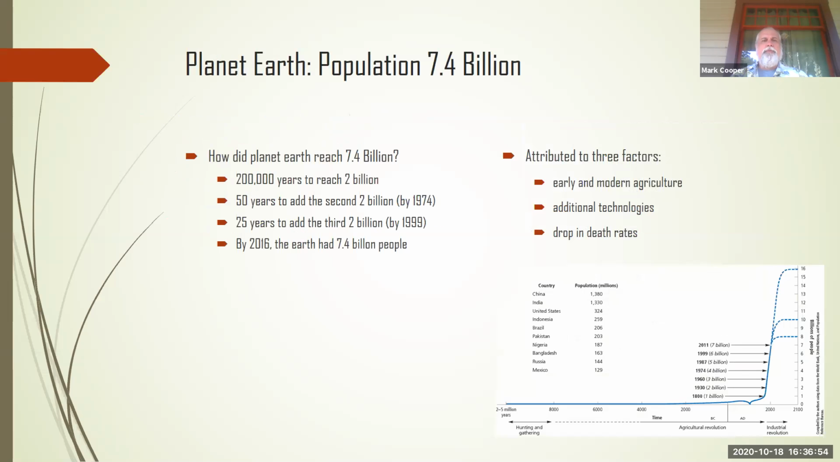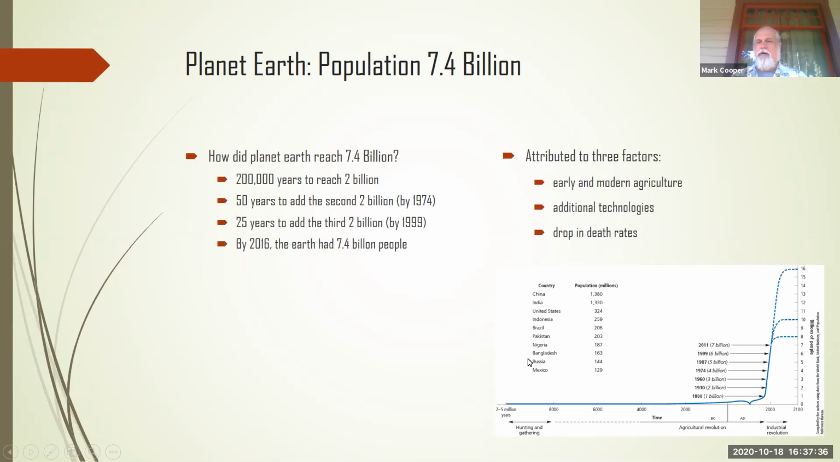All right, so the planet Earth population now is sitting around 7.4 billion people. And if you look at the graph on the bottom right, it took 200,000 years to reach 2 billion by about 1974. I'm sorry, I mis-spoke, 150 years to get to 1974. So 25 years more to add another 2 billion, and then now we are at 7.4 in 2016. And so you can see this graph here that we're looking at, and you can see this kind of big, huge jump.